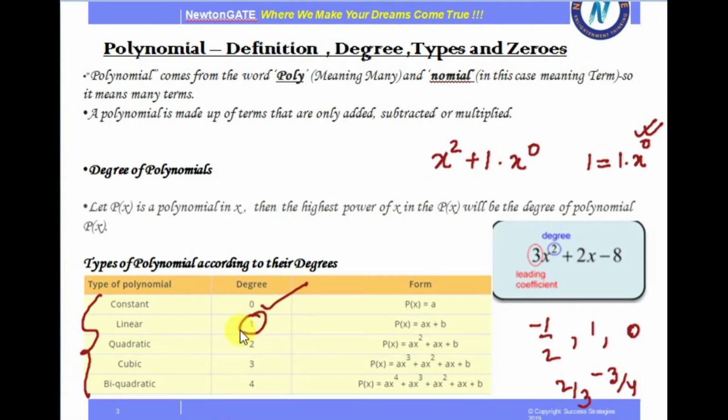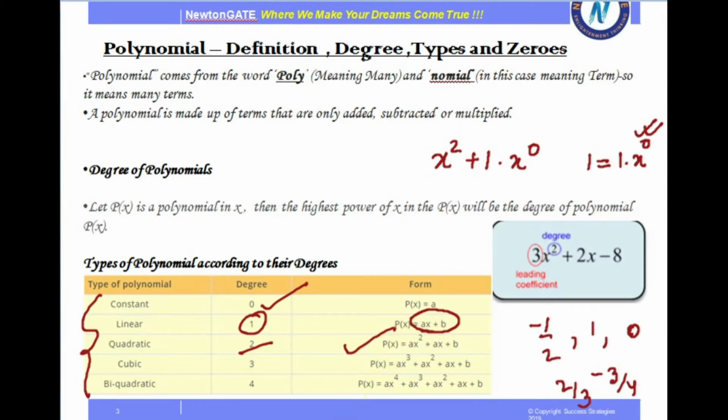The next is degree 1, that is a linear equation, which we have done in previous classes. All the polynomials of this form, where we have only one x with power 1, are called linear equations or linear polynomials. Then comes quadratic, which has power 2. Any polynomial with highest degree 2 is called a quadratic equation or quadratic polynomial.